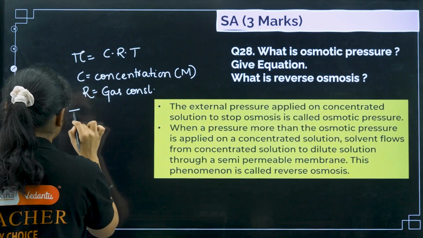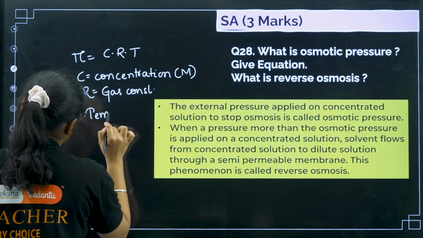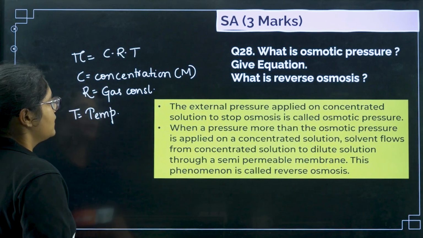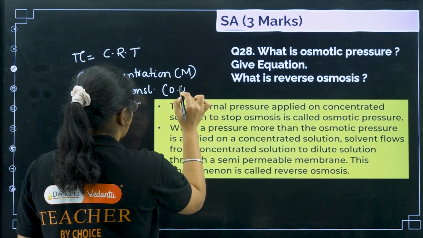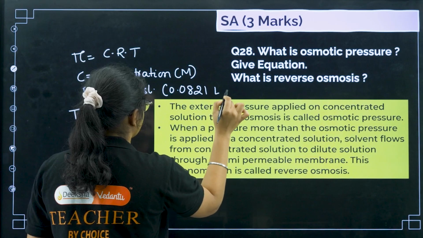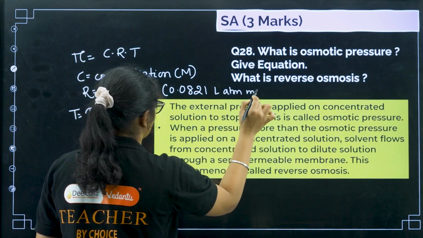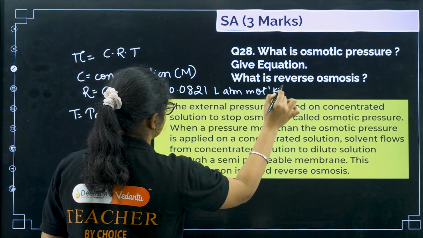Okay, and T is temperature. Clear? What is the value of R? 0.0821 liter atm mole inverse Kelvin inverse.